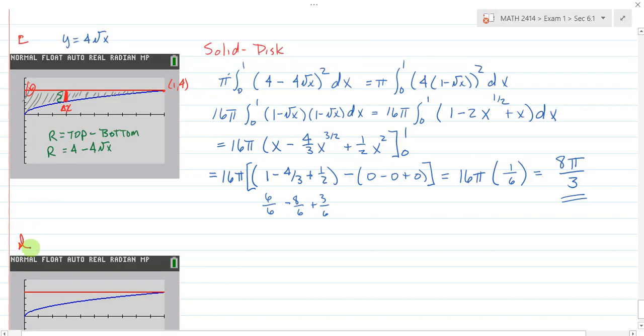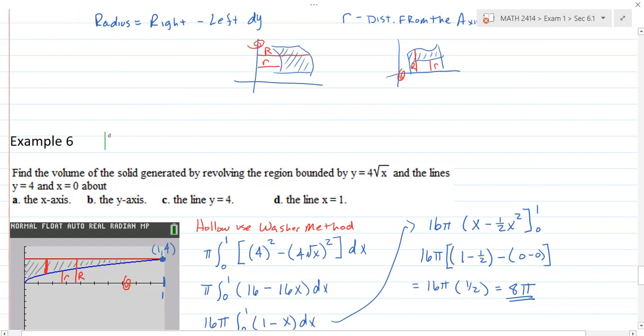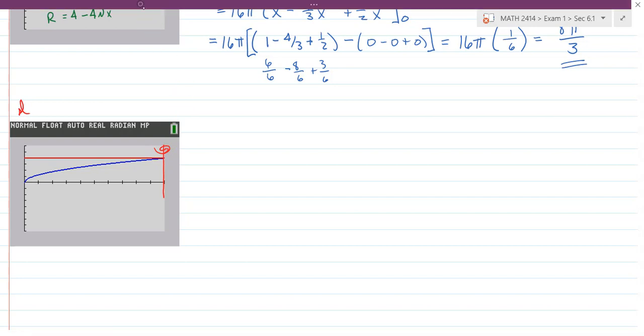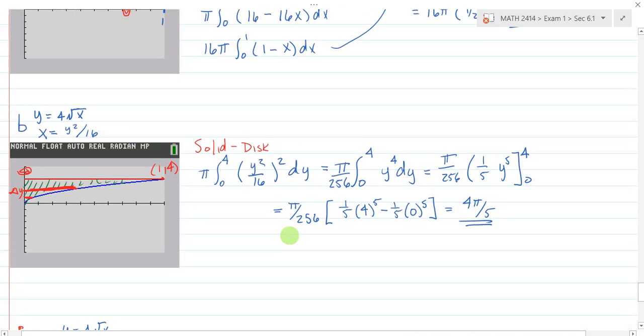All right, for part D now, we're asked to revolve around the line x equals 1. So here's the line x equals 1, and we're going to revolve our shaded region about this line. So here's our shaded region. And when we revolve it around the line x equals 1, our representative rectangle is going to be perpendicular to the axis of revolution. That means that we're looking at a delta y. So I need to write x as a function of y. So x was equal to y squared over 16, we said when we solved earlier for x as a function of y.